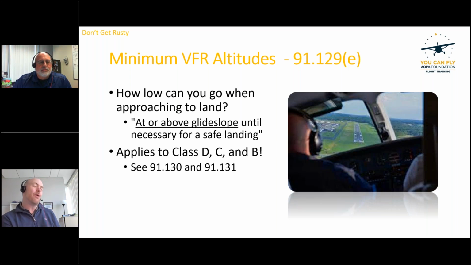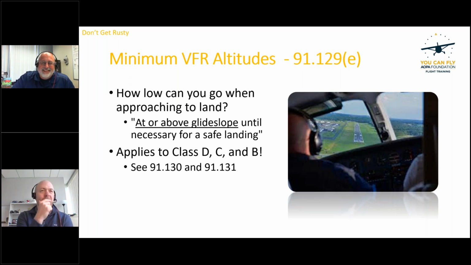Well, if you look at 91.129(e), in Class Delta, and this applies to both Charlie and Bravo, if the airport you're coming to, obviously a towered airport, has a visual approach indicator, then you are not allowed to go below the glide slope until necessary for a safe landing. In other words, the reg literally says, quote, at or above glide slope until necessary for a safe landing. So that means that, oh, I'm going to let it go a little red and then put it down on the threshold, would be against that reg.